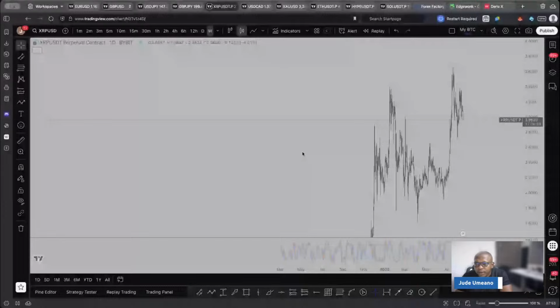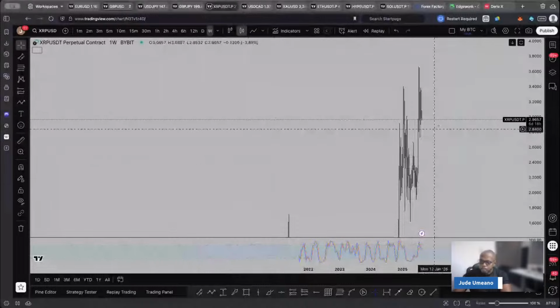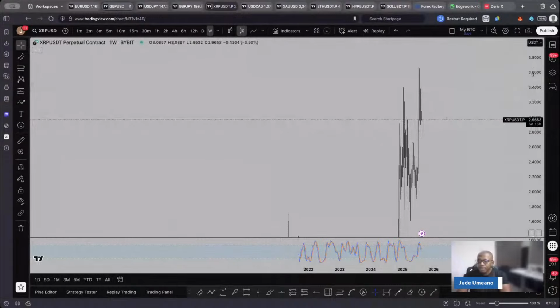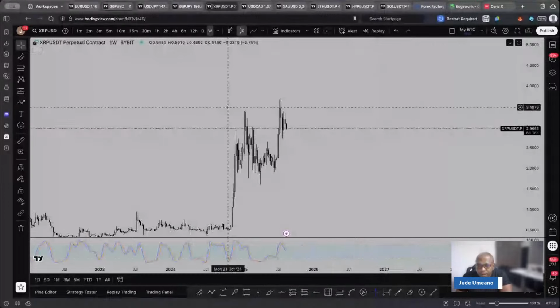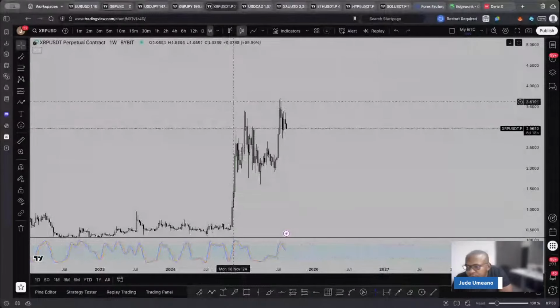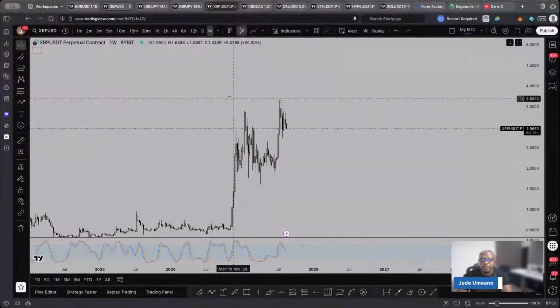Weekly, crypto too as well. So XRP also broke an all-time high. Wow. XRP also did break its all-time high to give us a 3.66 or 667 price.